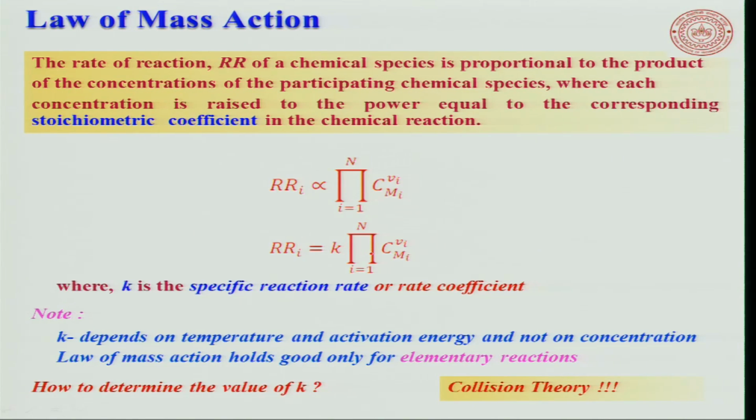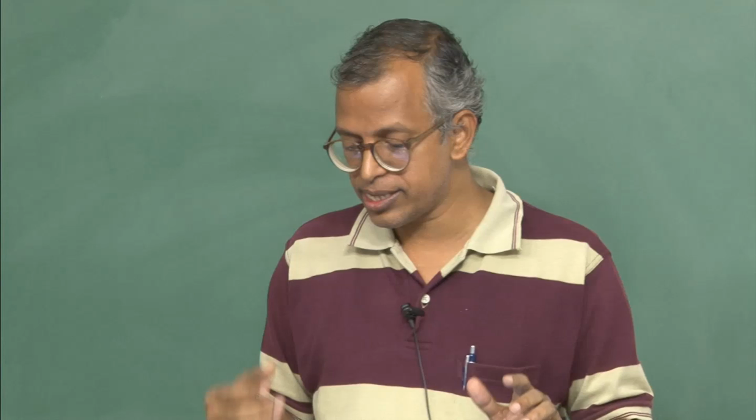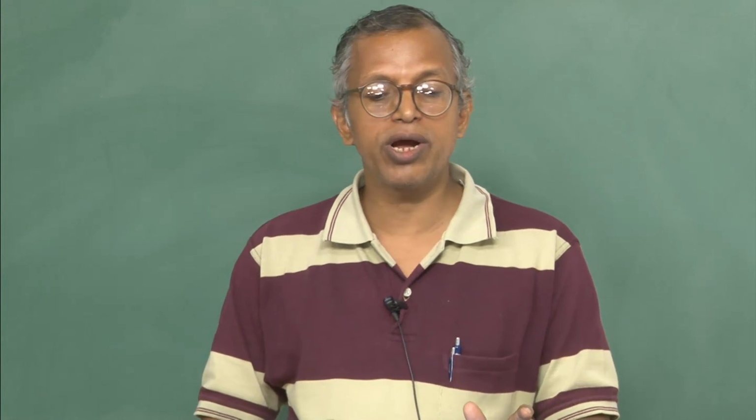So, we need to look at collision theory. What is the collision theory? Collision theory is based on the molecules moving randomly and colliding with each other, and when they collide, they have to collide in a proper orientation. That is the first important thing, and then they should have enough energy to do what? To break the bond.